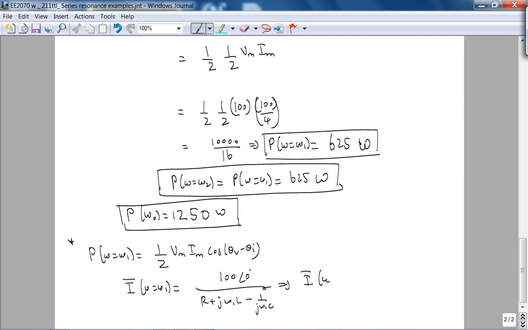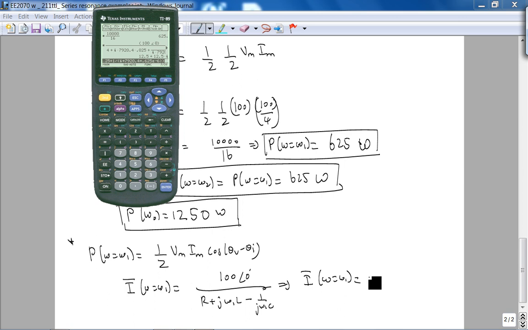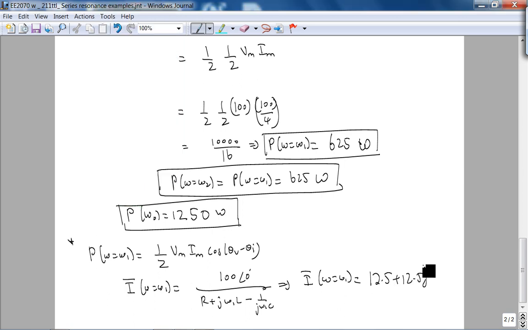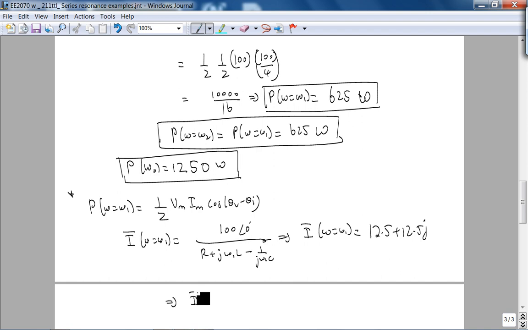This implies I bar at omega equals omega 1 is simply 100 at an angle of 0 divided by R, which is 4, plus J omega, which was 7920.4, times L, which is 0.025, plus 1 divided by J times omega, 7920.4, times 0.625 microfarad. Approximate this. It's very nice actually. This gives us in standard form 12.5 plus 12.5 J. Therefore, in phasor form the angle is 45 degrees. So this implies that I bar is, what's the magnitude?